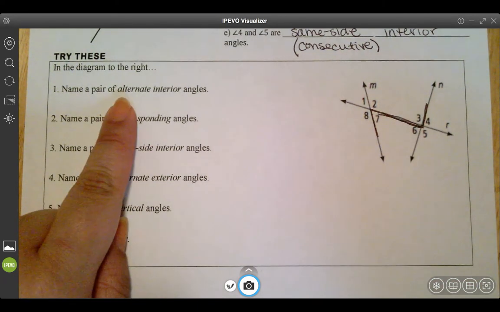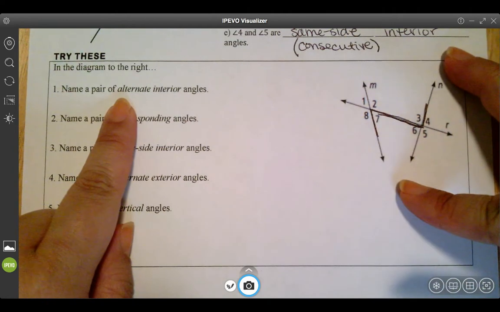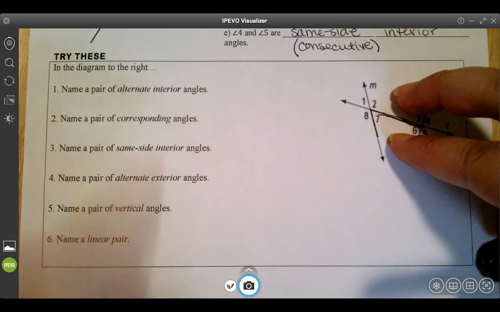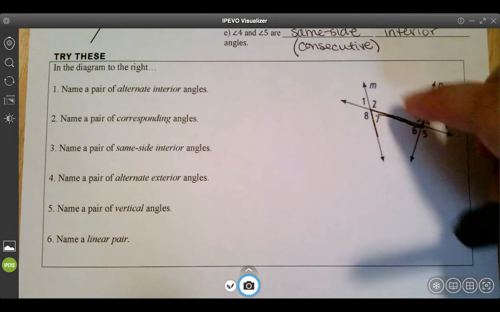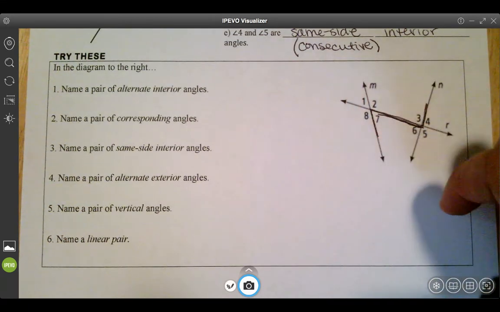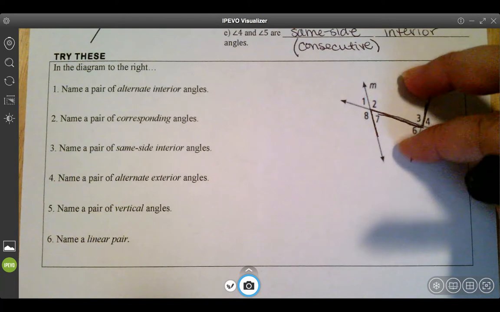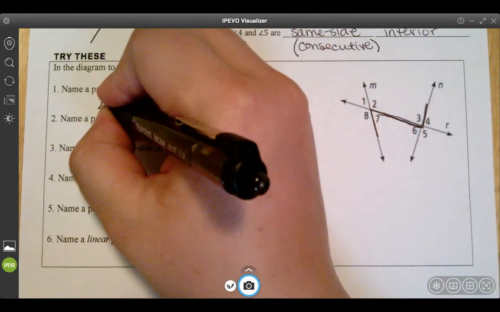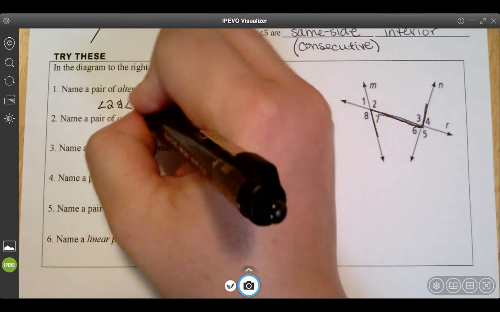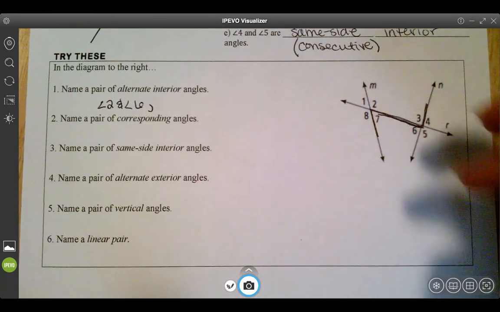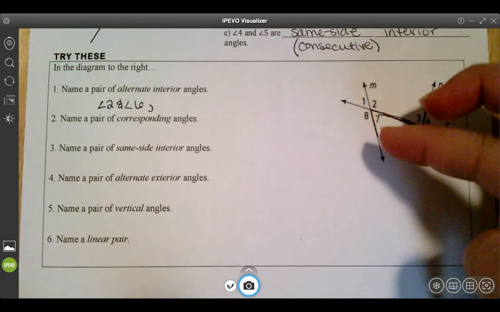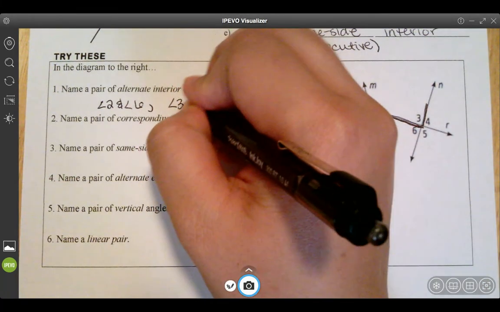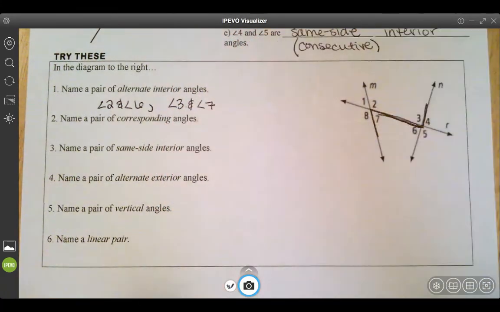So our first one, alternate, I want it on both sides. Interior, inside of my two lines. So which of these angles could be alternate interior? Well, opposite sides on the inside, there's 2 and 6. So angle 2 and angle 6. Or we could go opposite side interior could be 3 and 7. Angle 3 and angle 7.